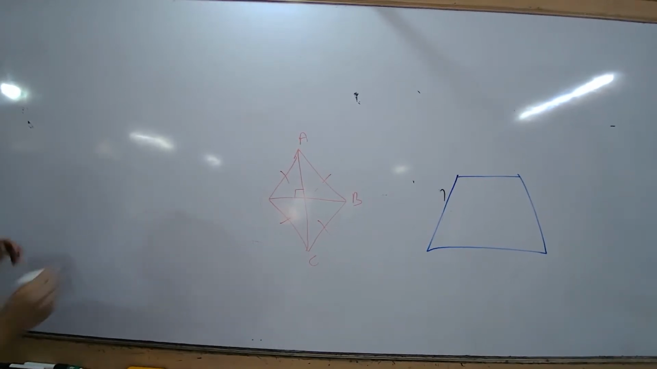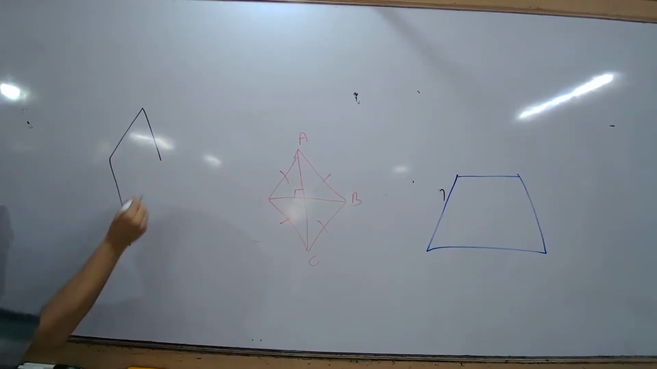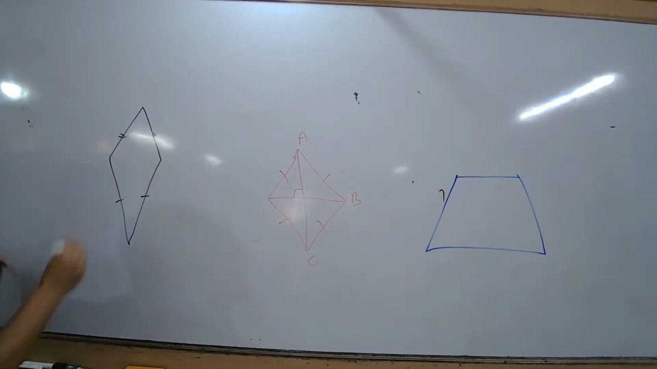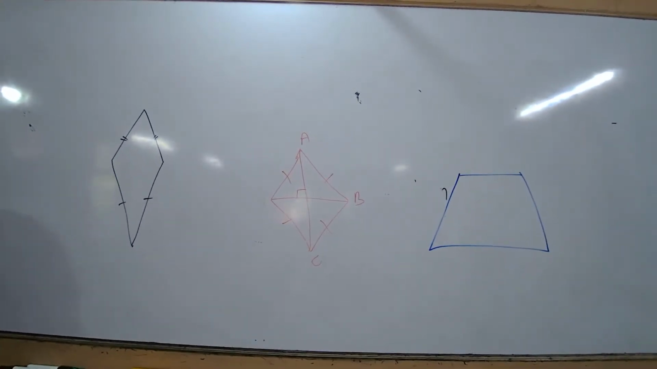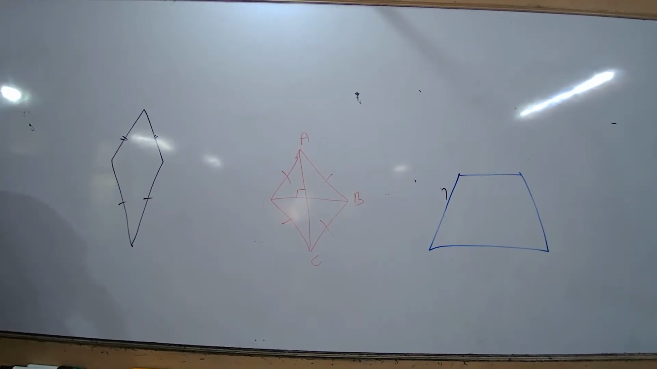Okay, the kite looks this way. Two adjacent sides are equal. These two are equal, and these two are equal. That is the kite. Now finally, what is an arrowhead?